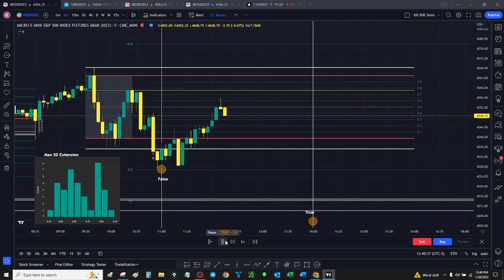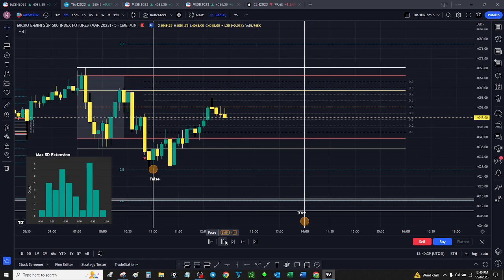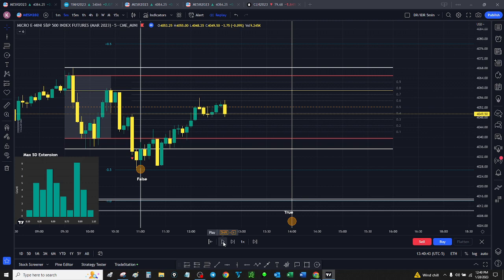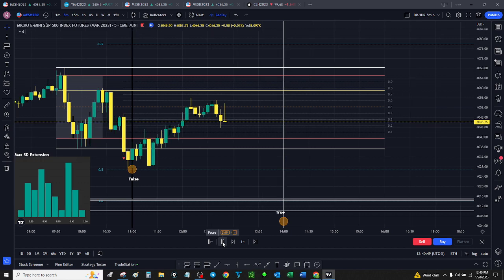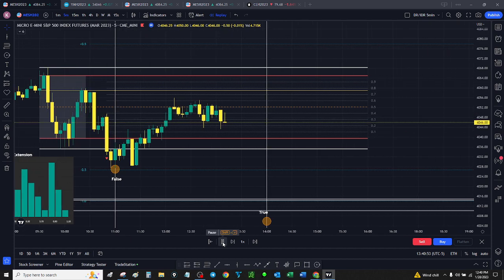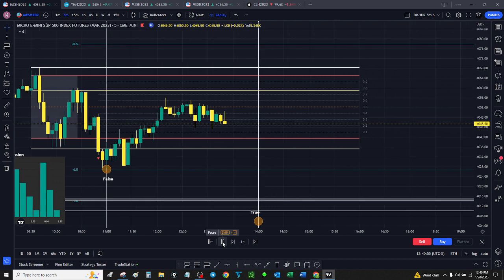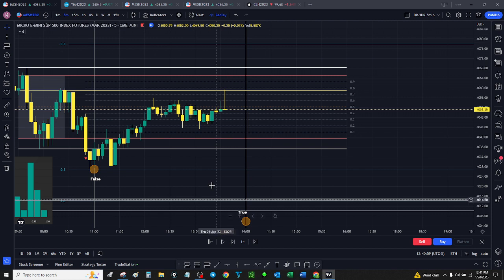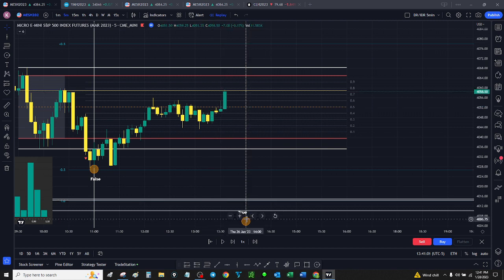Okay, so definitely leaning towards a false day. The farther it gets away from the true target, so right in here somewhere, I'm going to look to go long, especially if I get another move up. Pretty much this is where we run out of time. Okay, so we're not going to be anywhere close to what a true day would look like.